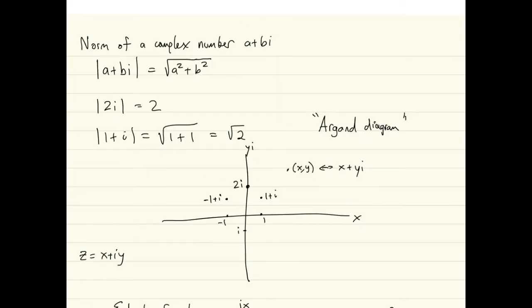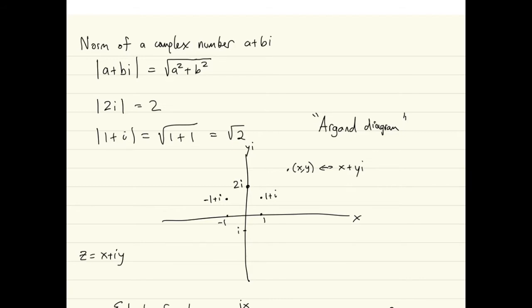Now, there's something called the norm of a complex number that measures, in a sense, the size. The norm of a plus bi is written using absolute values, and by definition, it's the square root of a squared plus b squared. So for example, the norm of the complex number 2i is the square root of 2 squared, which is just 2. Another example is the norm of 1 plus i, which is the square root of 1 squared plus 1 squared, and so the square root of 2.